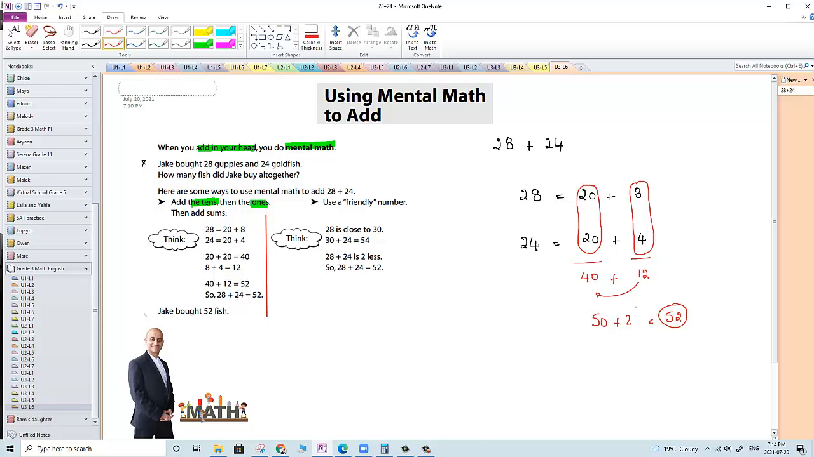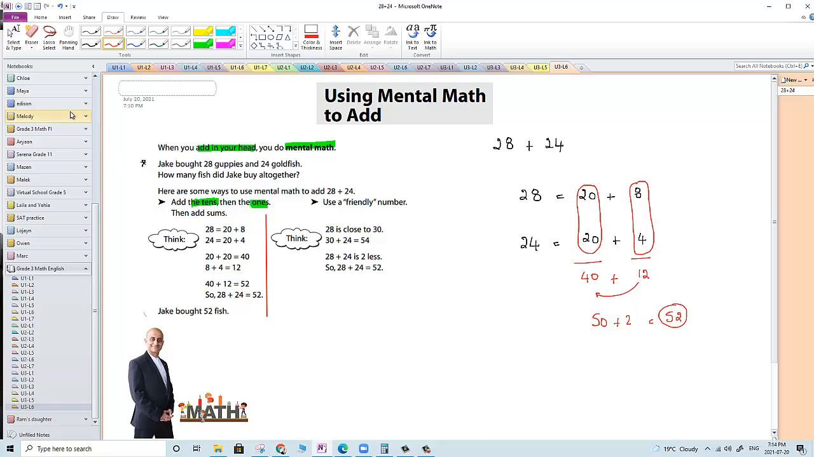28 has 2 tens, 24 has 2 tens, 2 tens and 2 tens, 4 tens, 40. And 8 plus 4 equals 12. I give 1 ten from the 12, it's going to be 50. And after that, the 2.